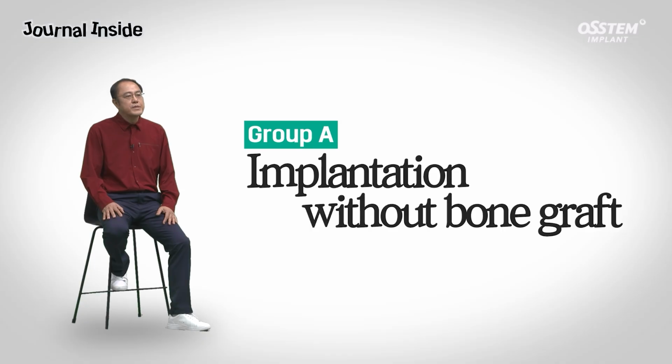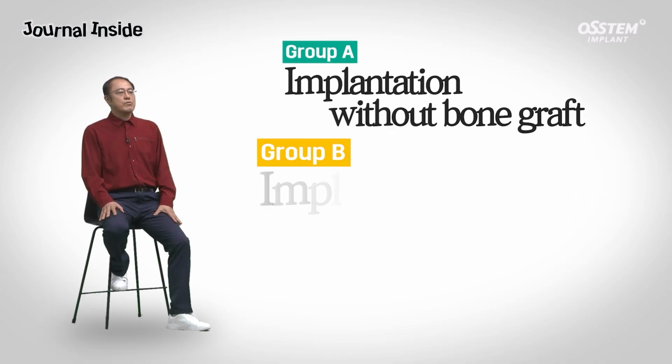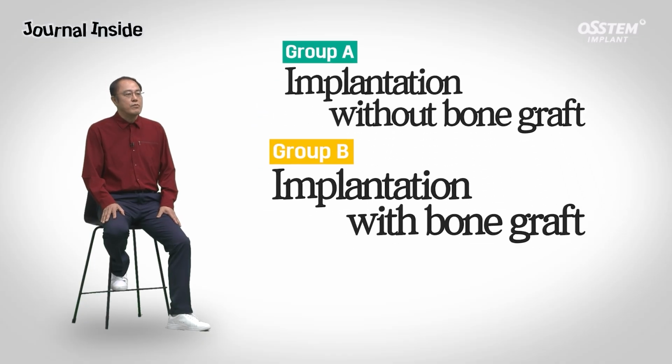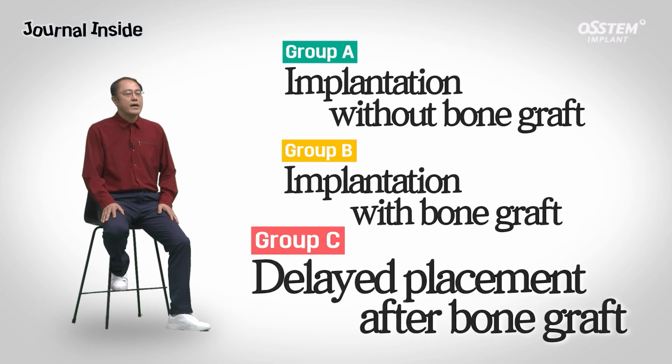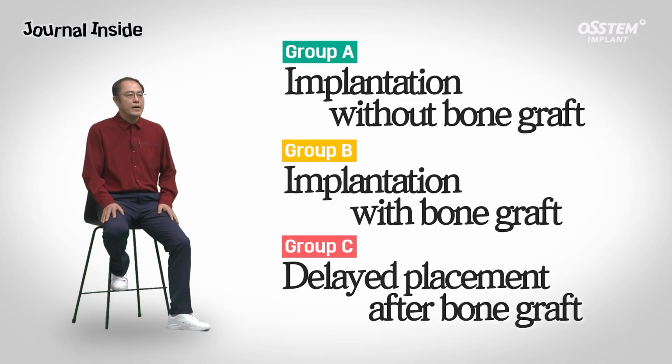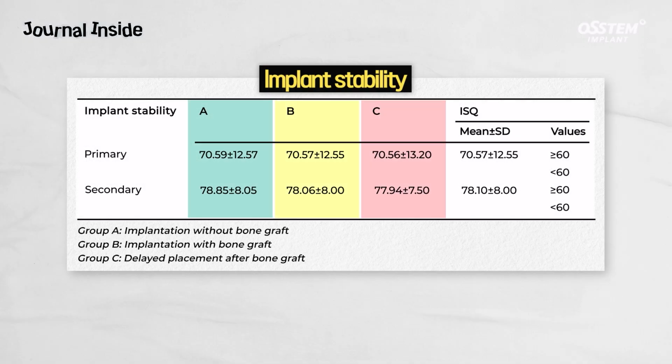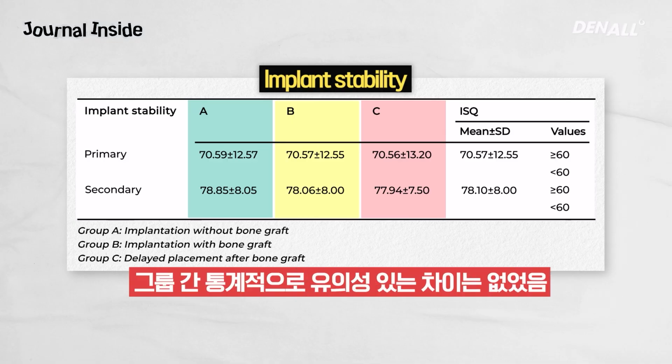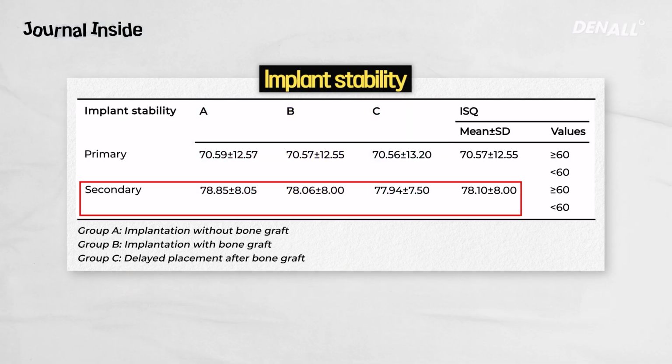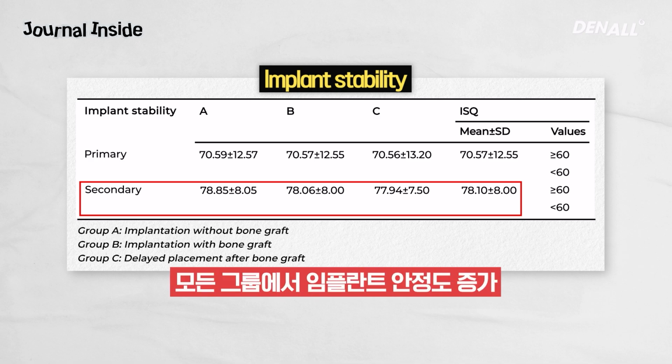Let's take a look at the results. For Group A, implants were placed without bone grafting. For Group B, implant placement was accompanied by bone grafting. And for Group C, bone grafting was first performed and then implant placement was followed later. There were no significant differences in the primary and secondary stability values of the implants among the groups. The secondary stability increased over time in all groups.